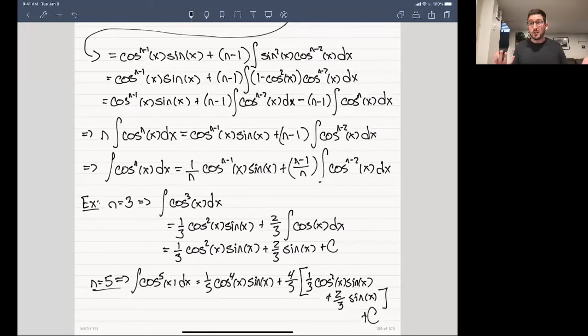If I really wanted to, I could program a computer to find the antiderivative of cos to the power of 1001, because I could just let the computer run through all of the n's until it gets up to n equal to 1001. I'm not going to do that by hand because that's going to take me a super, super, super long time.